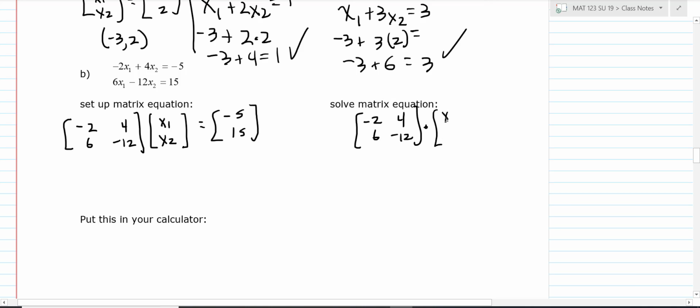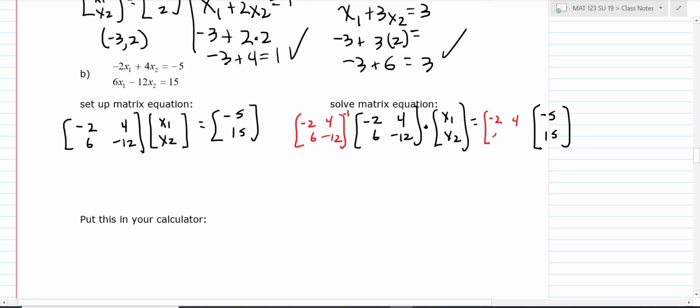So you want to just rewrite the matrix equation that we have. Leave a little gap over here, and you're going to multiply from the left. You're going to multiply by the inverse of that coefficient matrix. So it's -2, 4, 6, -12, inverse. Same thing here, -2, 4, 6, -12, inverse, like that. And you want to know that this is the identity. You don't have to crunch that out. You already know that when you multiply the inverse of a matrix by the matrix itself, you get the identity matrix. So you get that.